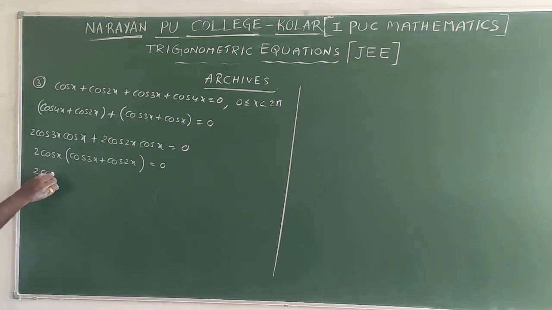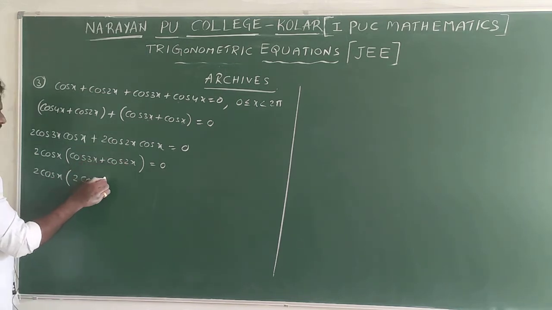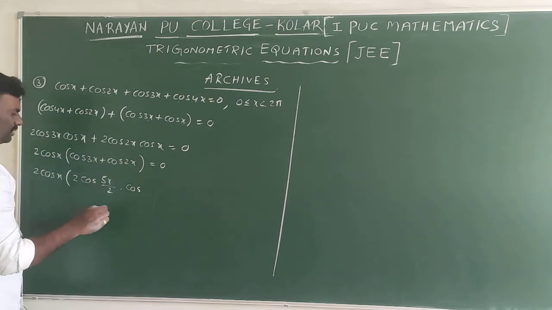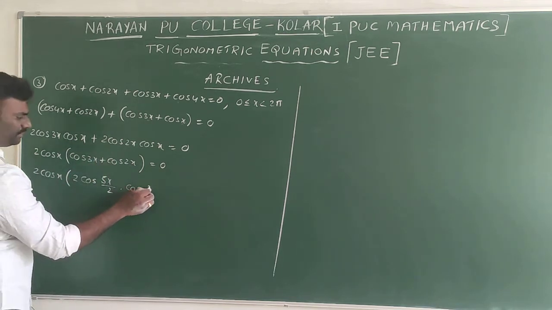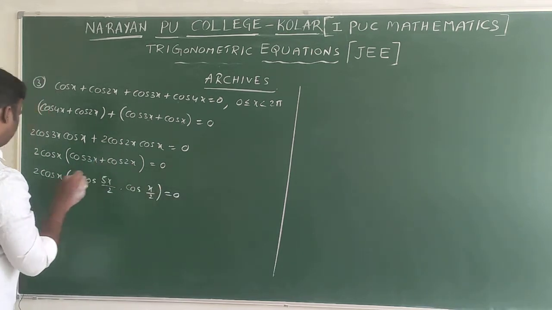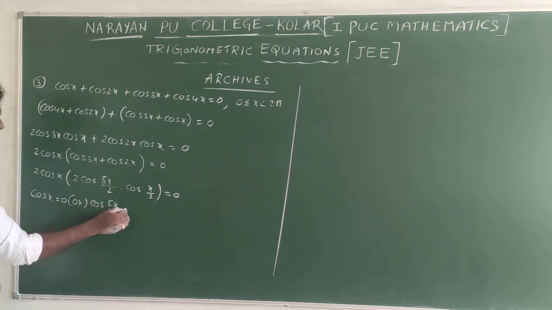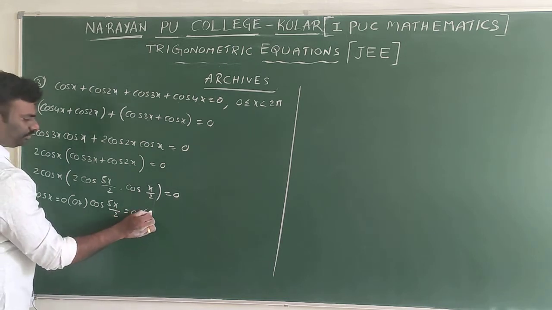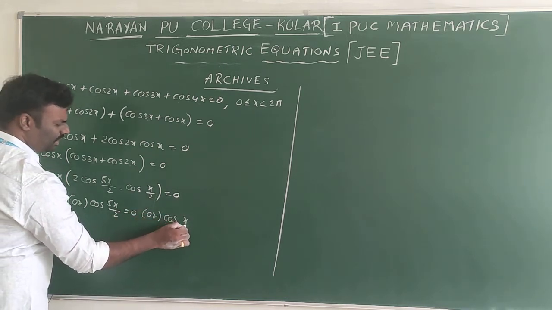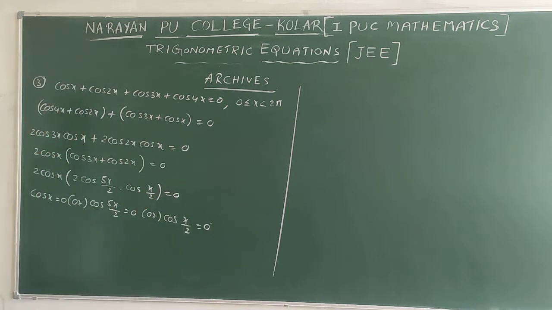Now 2 cos x into, again you apply the formula cos C plus cos D. 2 cos (C plus D) by 2, 3x plus 2x, 5x by 2. Cos (C minus D) by 2, 3x minus 2x, x by 2 equals to 0. You send this 4 to that side, it becomes 0. Now you will get the condition cos x is equal to 0, or cos 5x by 2 is equal to 0, or cos x by 2 equals to 0.